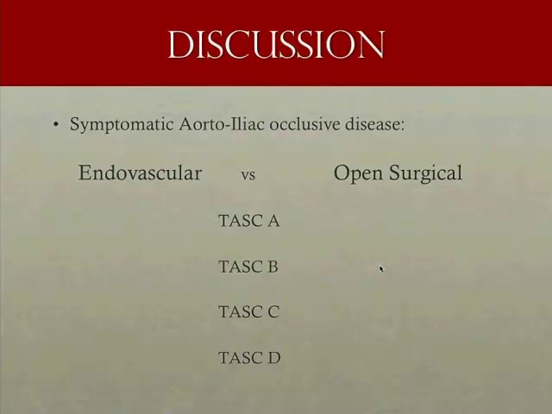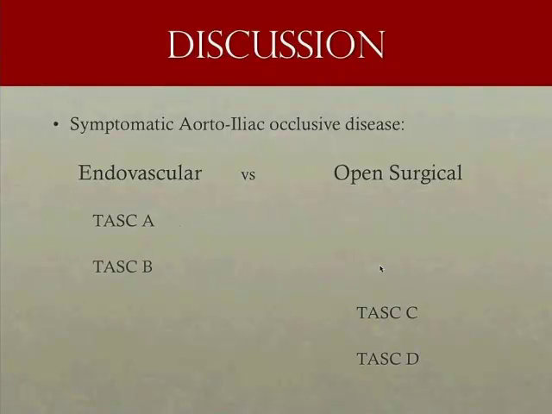All right, so now we'll proceed with the discussion portion of the presentation. Let's discuss symptomatic aortoiliac occlusive disease. Based on the guidelines and historically, both TASC A and TASC B lesions have traditionally been treated endovascularly, mostly because of the lower morbidity and mortality rate, and the fact that this strategy provides a very good, robust therapy for fairly straightforward lesions.